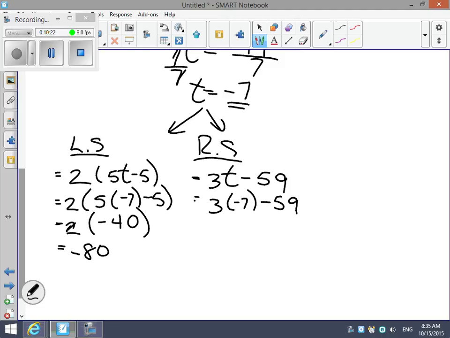3 times negative 7 is negative 21 minus 59. And if I have negative 21 and I subtract 59 more from it, I will have negative 80. Left side, right side, we're the same as what we've done, just bigger looking question.